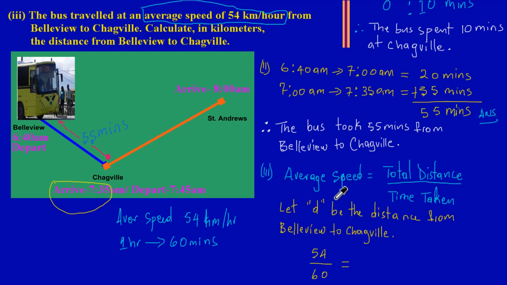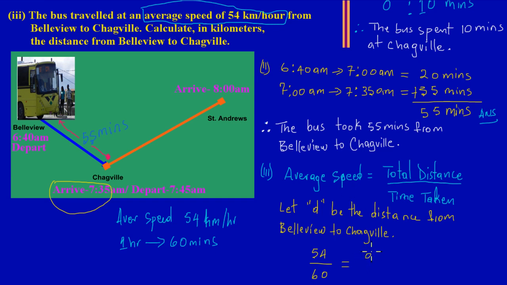Okay, so here we have just substituted our average speed on this side. Average speed, which they gave to us, is 54 kilometers per hour. So we just converted our hour to minutes, 54 over 60, and we're just going to equate that to the total distance, which is d, that's what we're trying to find, over the time taken, which is 55 minutes, which we found in the previous exercise. Now let's quickly finish up this question.